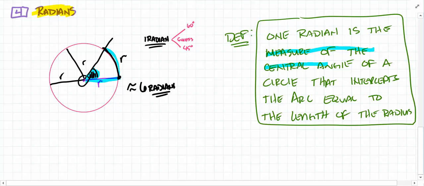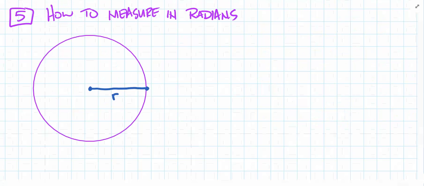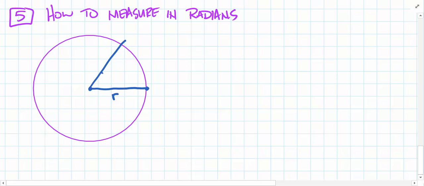Okay, let's talk about how to measure in radians now, right? So give yourself a circle, give yourself a radius, all right? And we're going to go around the circle, and let's give ourselves this angle here. We'll call this angle theta, and we'll go 1 radian. So we'll say theta is equal to 1 radian. The way that I got that is by taking my arc length, which is r, this part on the outside, and dividing it by the radius. So that gives me 1 radian.